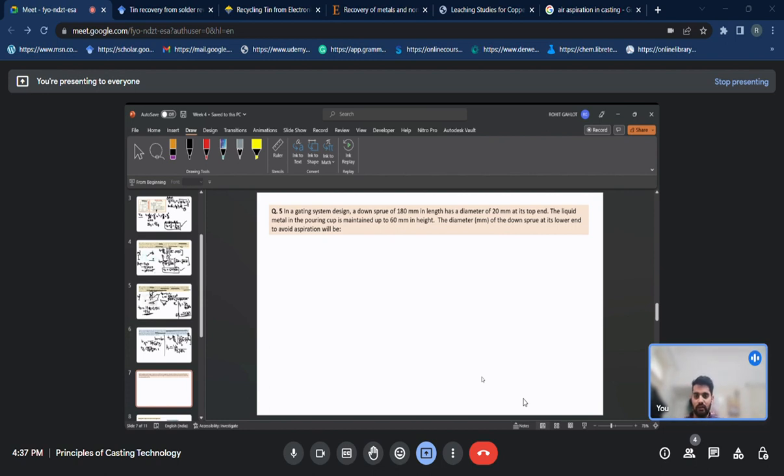Okay, so now we will come to problem number 5. In a gating system design, a down sprue of 180 mm in length has a diameter of 20 mm at its top end. The liquid metal in the pouring cup is maintained up to 60 mm in height. The diameter of the down sprue at its lower end to avoid air aspiration effect will be? So can anyone tell me what is the air aspiration? As in the theory part, Professor Jha has already covered this. Anyone who has watched and would like to convey his or her thoughts?